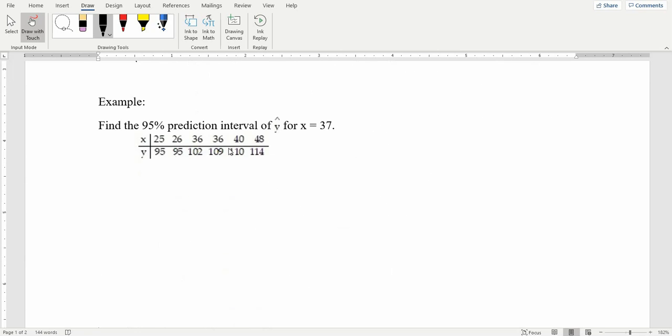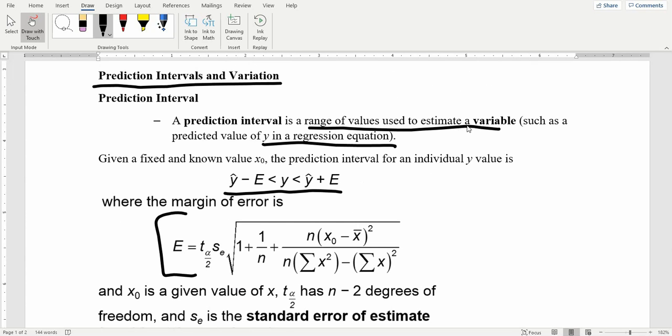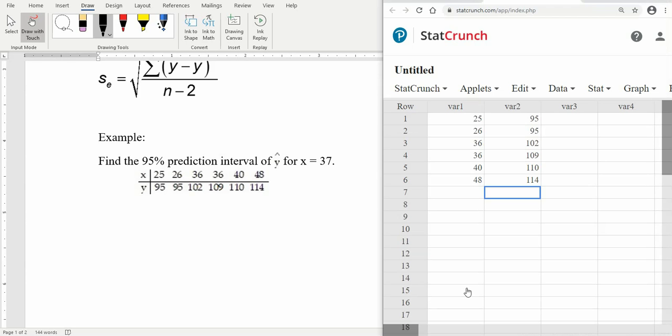So we're going to find the 95% prediction interval. Once again, it's used to estimate a variable in a regression equation. The regression equation is represented by y hat, and the value we're looking at is x equals 37. In StatCrunch, I already have these numbers typed in, which is always good. So you have to watch this kind of closely.